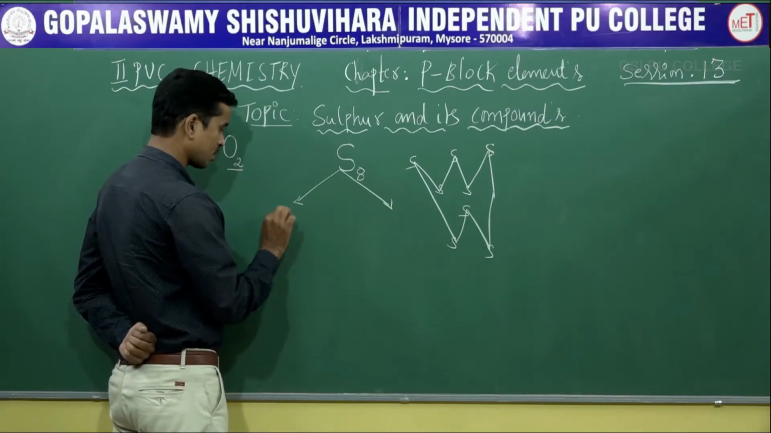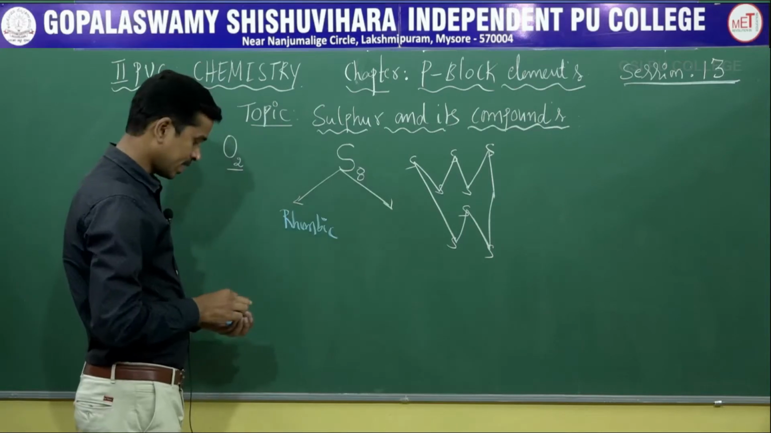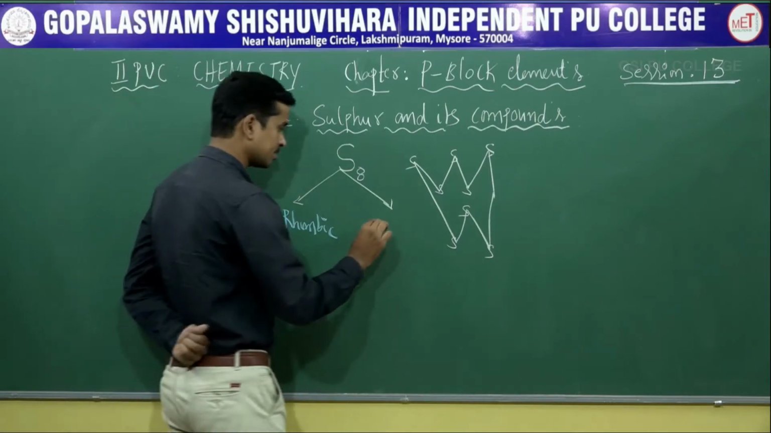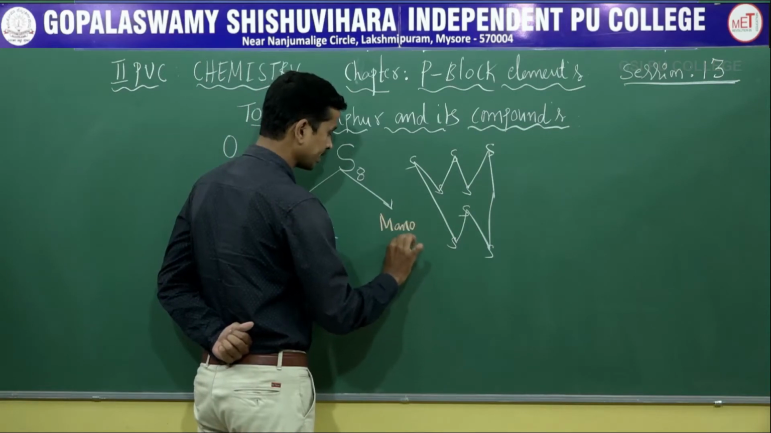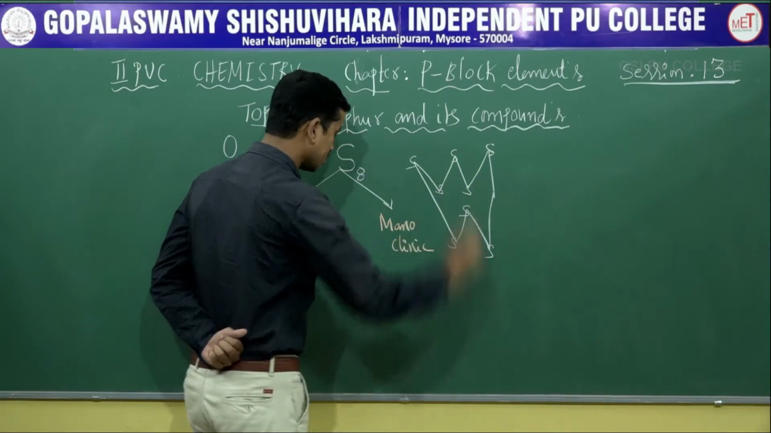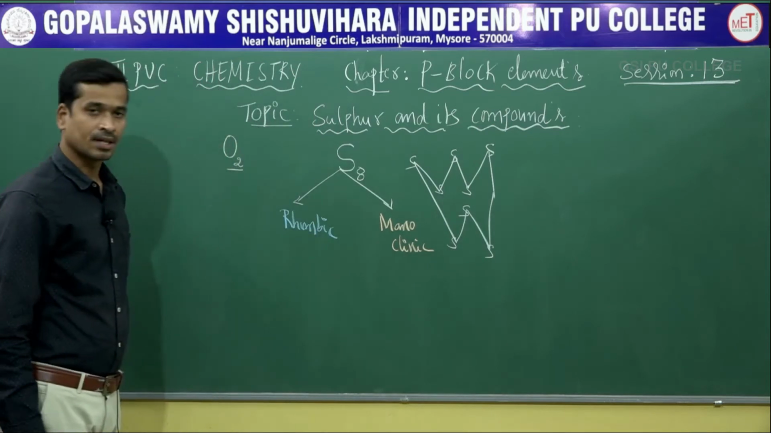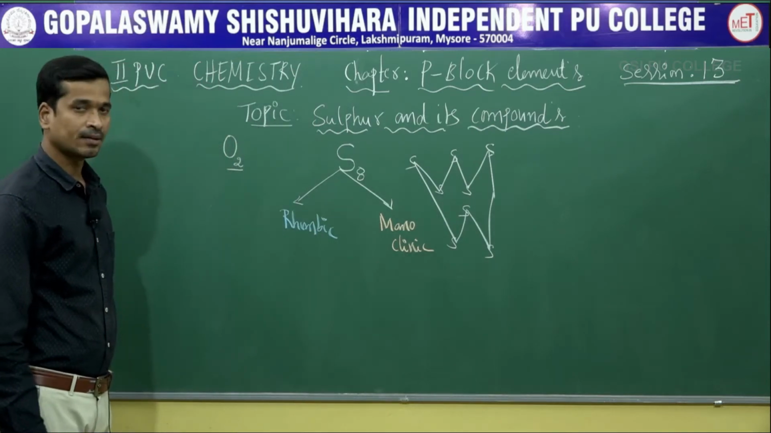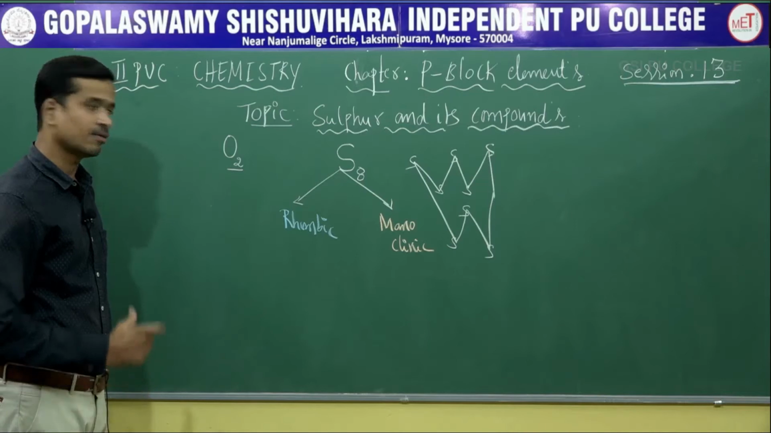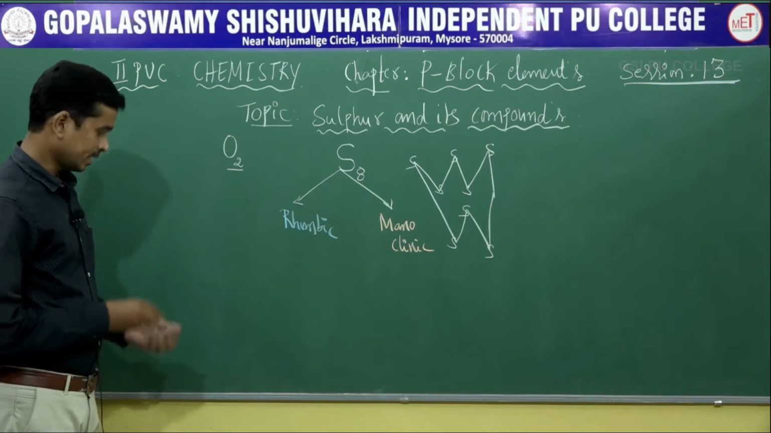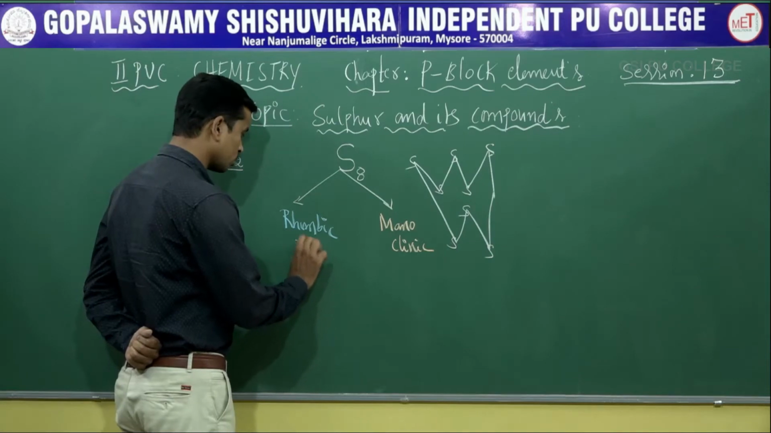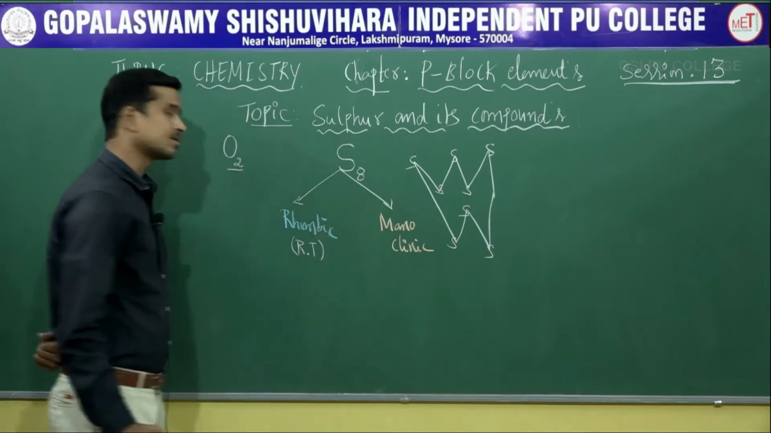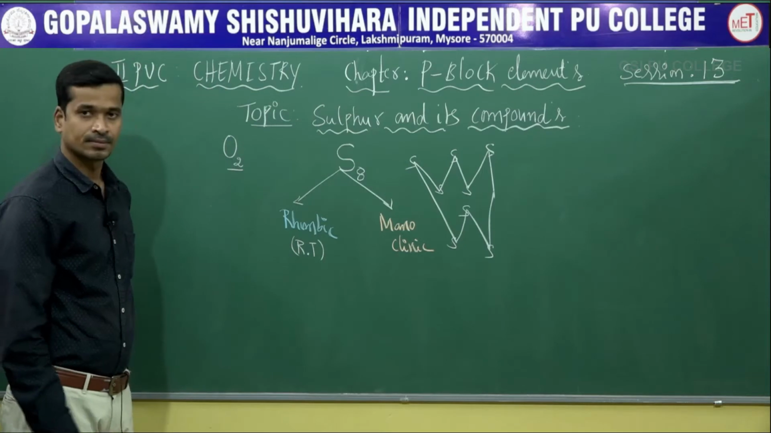The first allotropic form is rhombic sulfur, and the second one is called monoclinic sulfur. At room temperature, rhombic sulfur is more stable.